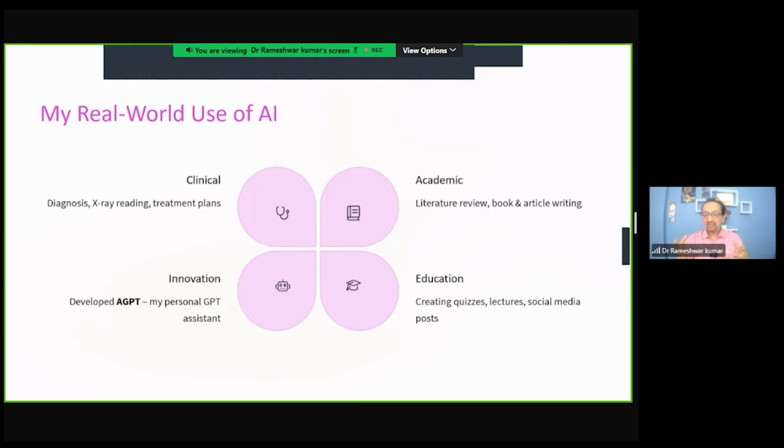to review papers, even to write articles and review articles, or to critically review any article, whether it's good or not, and to do a literature review. I have used ChatGPT for all these things, even for writing books.